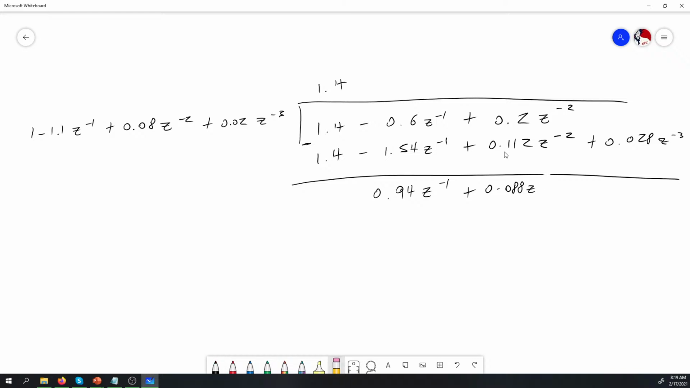Just erase that, so it looks a little neater. And then there's no z to the negative 3 term on top here. So that's going to be 0 minus 0.028 z to the negative 3. So that's just going to be minus 0.028 z to the minus 3.